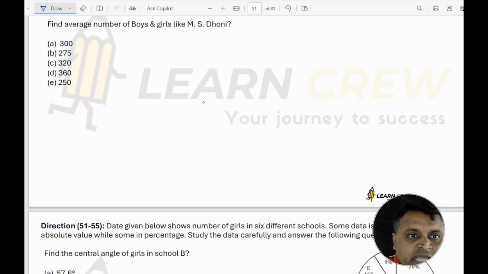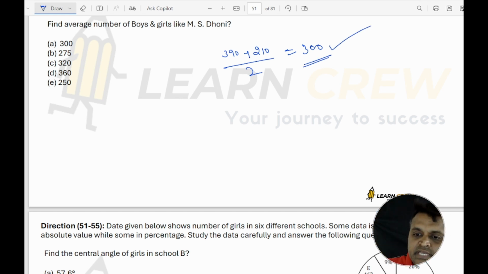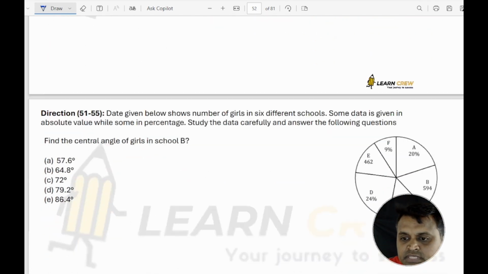Now next, find the average number of boys and girls who like MS Dhoni. So 390 boys and 210 girls like him. The average will be the sum divided by 2. So 600 by 2, how much? 300. So the answer is 300.